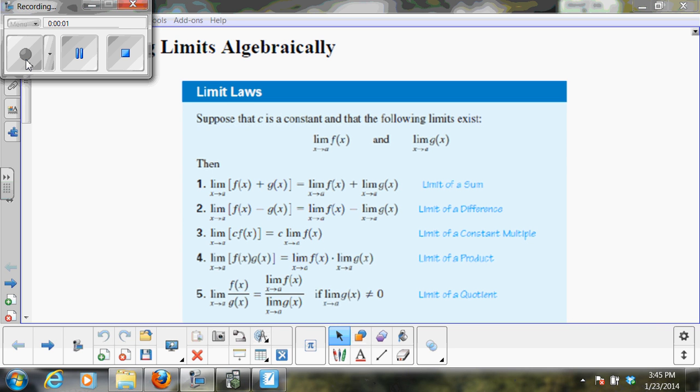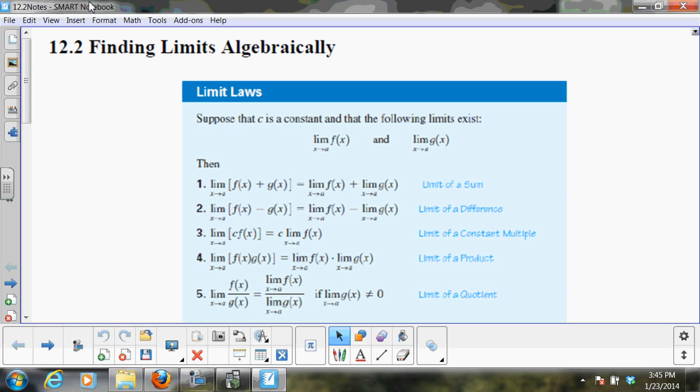This is section 12.2, finding limits algebraically. The top box has all of our properties. You can split limits up with addition and subtraction. There are scalars in here. You can split it up by multiplying or division. Make sure that the limit of the denominator doesn't equal 0.